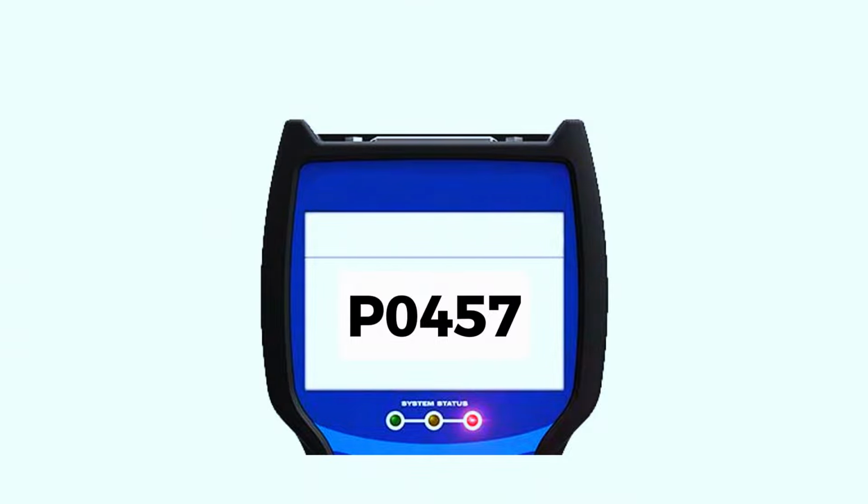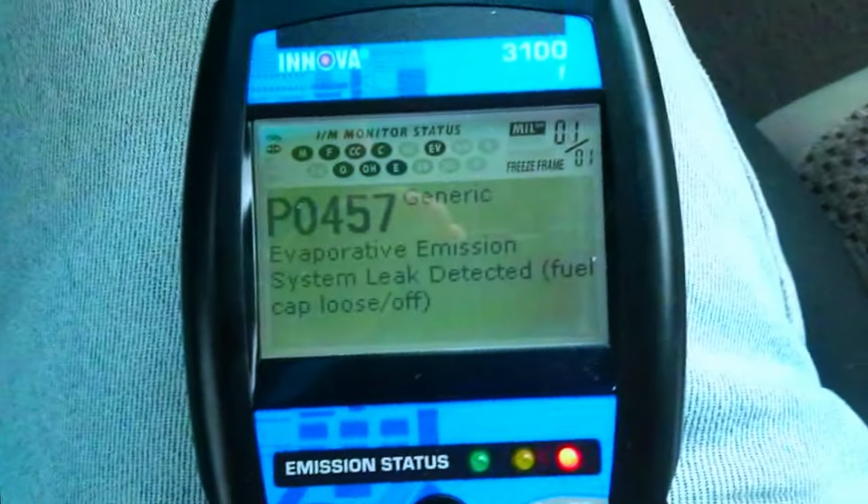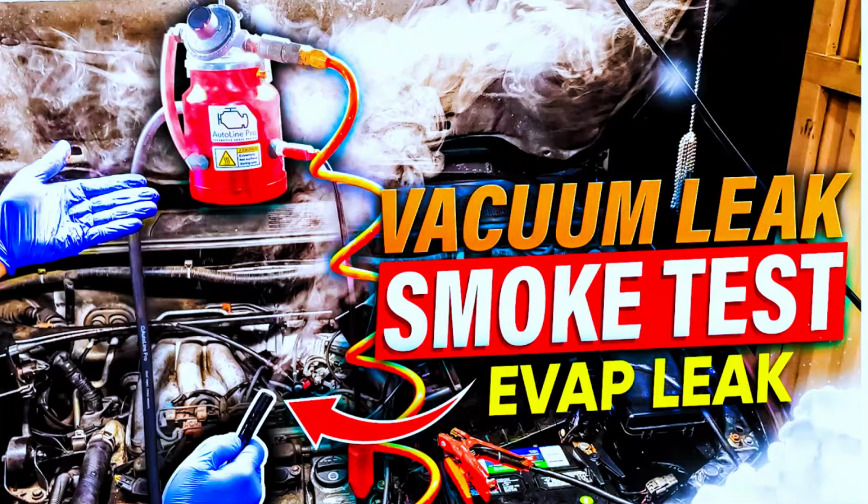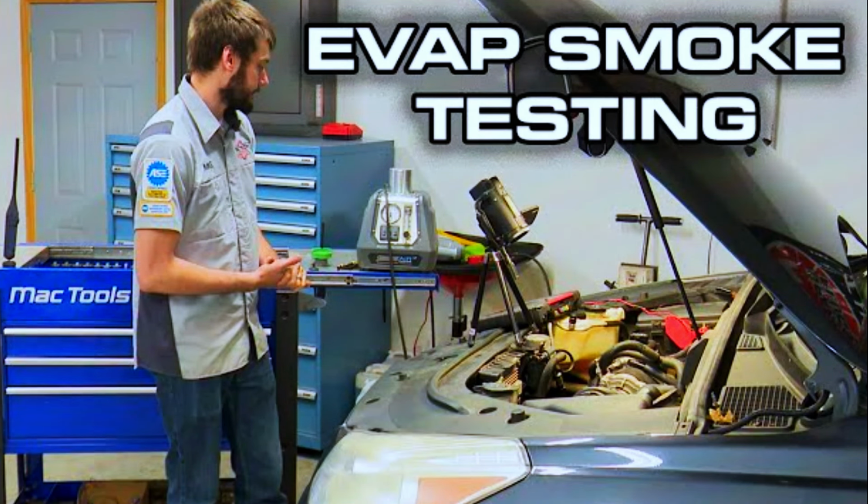Use an OBD-II scanner. Connect an OBD-II scanner to your vehicle to confirm the P0457 code and check for any other related codes that could help pinpoint the issue. Smoke test. A smoke test can help identify leaks in the evap system. Introducing smoke into the system and looking for where it escapes can pinpoint holes or cracks in hoses.